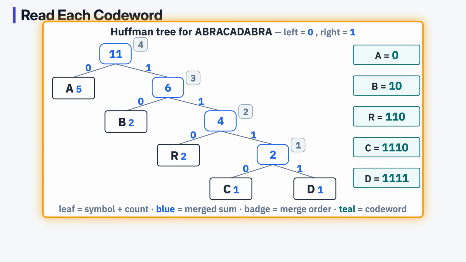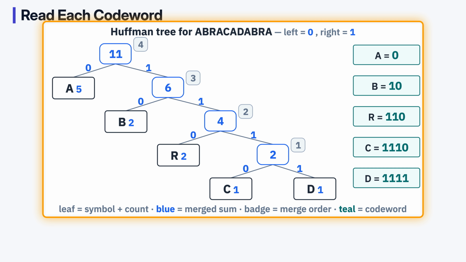Now read the codes off the finished tree. Start at the root and walk down to each leaf, writing 0 for every left step and 1 for every right step. The frequent A sits one step away, so its code is just 0.